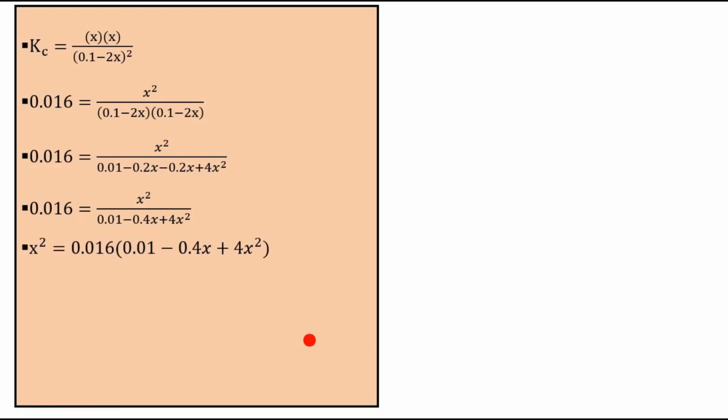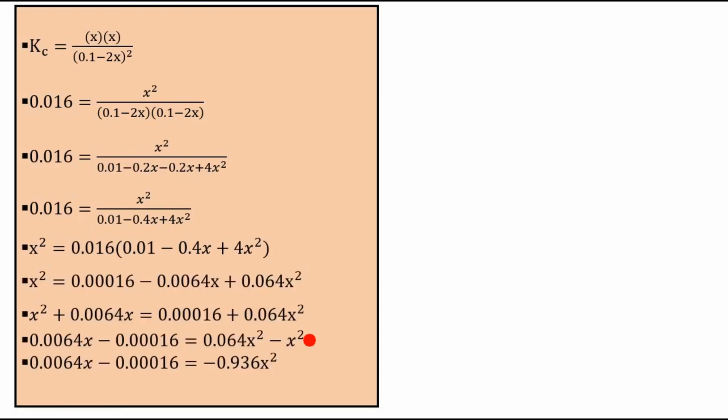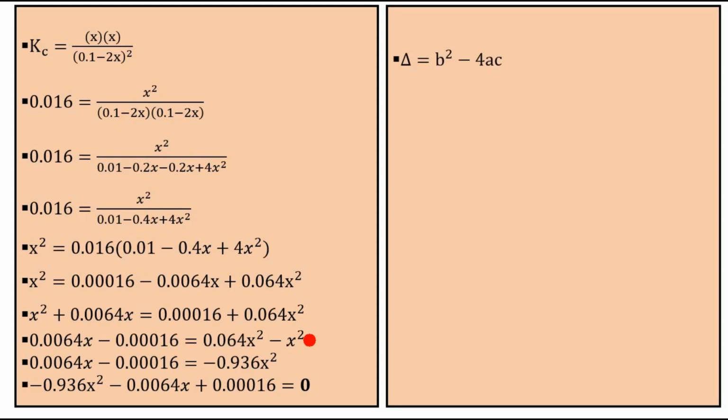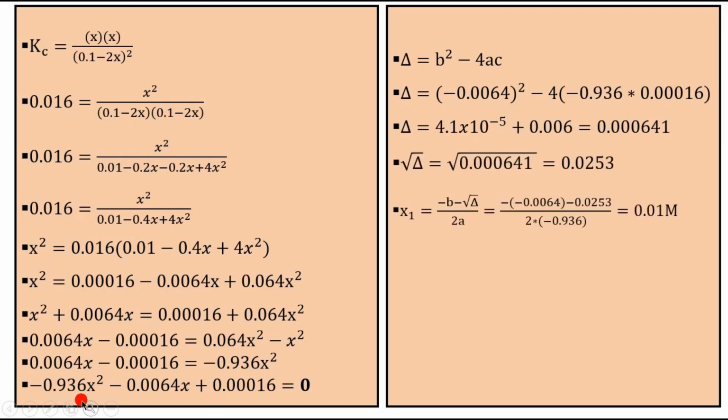Let's then solve the equation. We are doing just a simple rearrangement so that you can get a quadratic equation. Yes, this is the quadratic equation that we have, which is equal to negative 0.36x squared minus 0.0064x plus 0.00016 equal to 0. Then you determine the determinant. After determination of the determinant, we determine the square root of the determinant. We get x1 which is equal to 0.01, and we get x2 which is equal to negative 0.017.